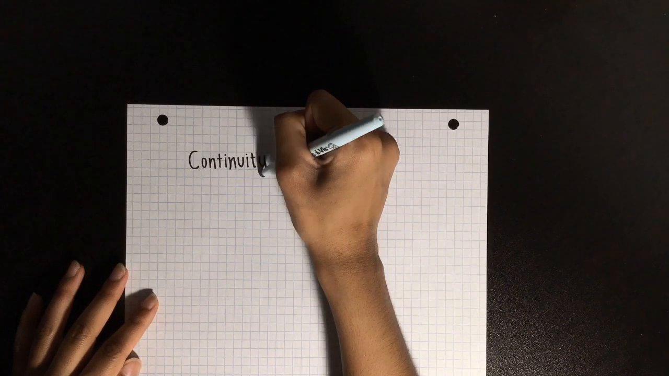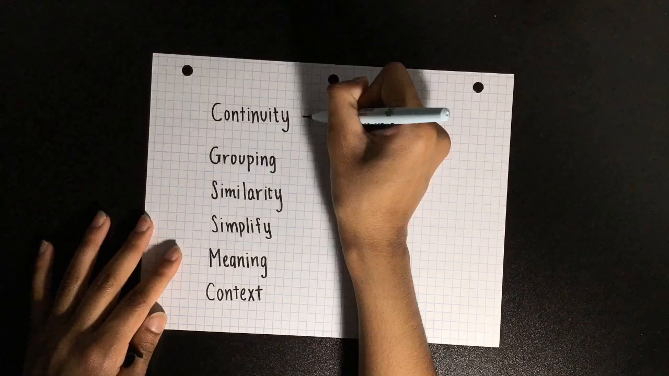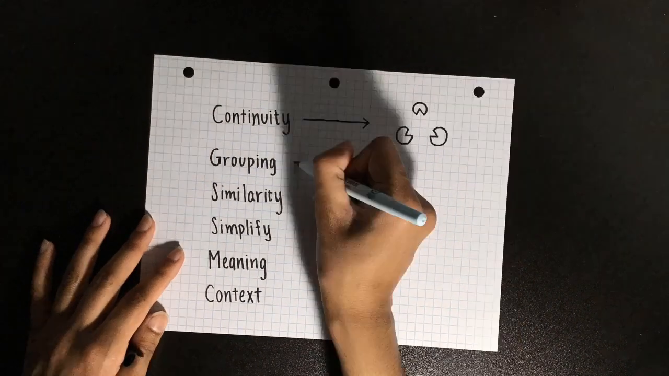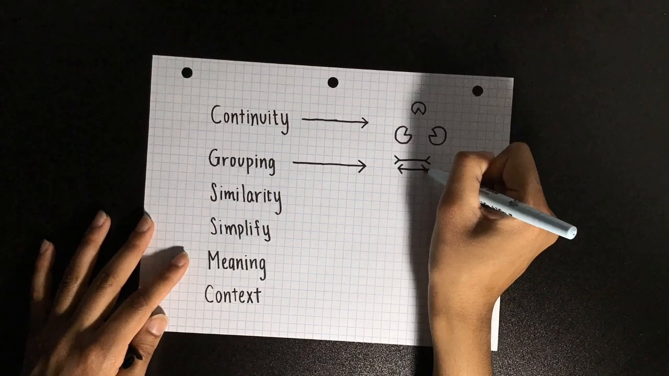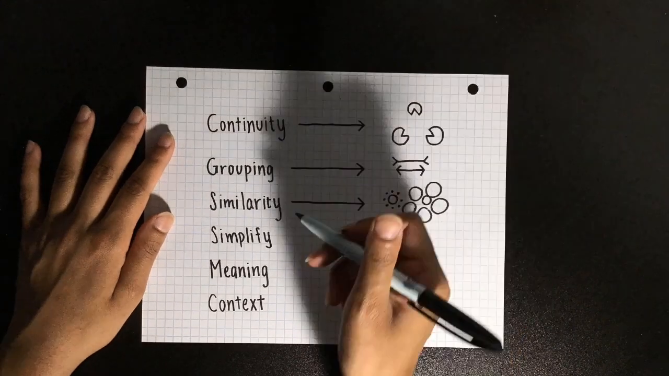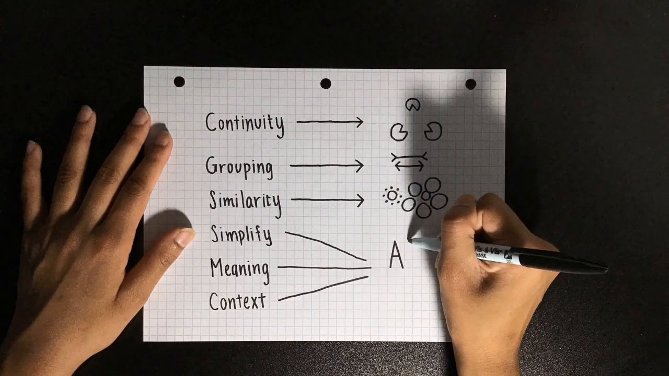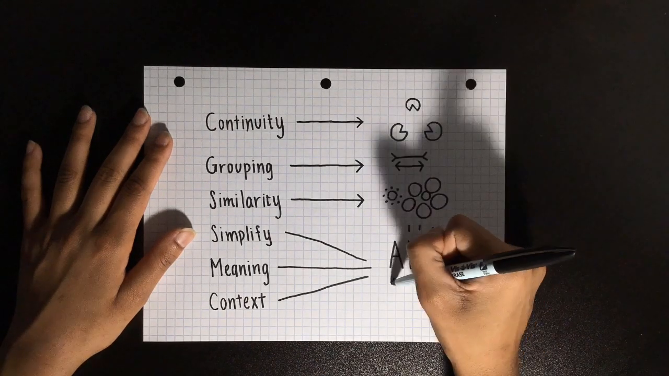Weren't those cool? To review, our brains try to see images as continuous and group similar objects together in order to simplify images we see and fit them with previous images we've seen in real life, which gives them meaning and real-life context. Here are some of the illusions we discussed that are great examples of these concepts, and there are so many more out there.